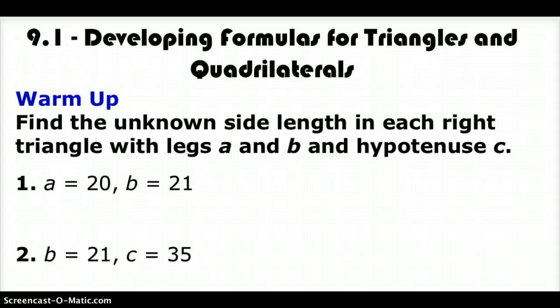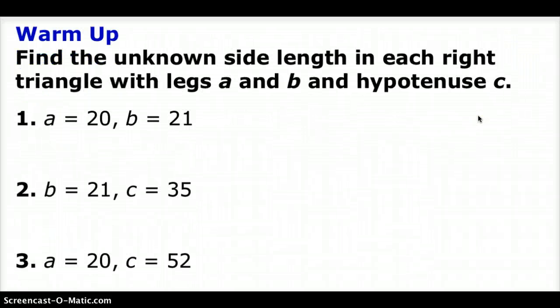So in this warm-up, it asks us to find the unknown side length in each right triangle with legs A and B and hypotenuse C. Basically all we're doing here is using the Pythagorean theorem to find the unknown side length. In example number 1, A and B are both legs, so I can say that this is now going to be 20 squared plus 21 squared equals C squared. Remember, A squared plus B squared equals C squared is the Pythagorean theorem.